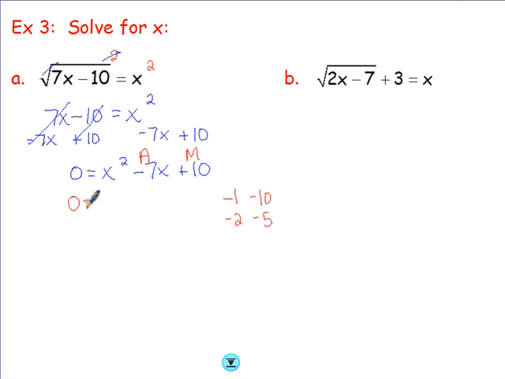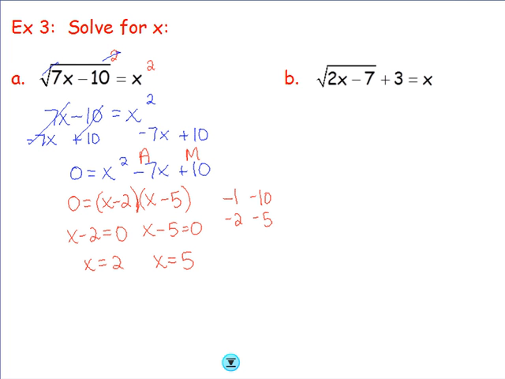So we have 0 equals x minus 2 times x minus 5. We're going to set both of those equal to 0. And now we have to solve both of these equations. So we end up with a positive 2 when we add 2 to both sides here. And we end up with a positive 5 when we add 5 to both sides here. But we have to check them both this time.